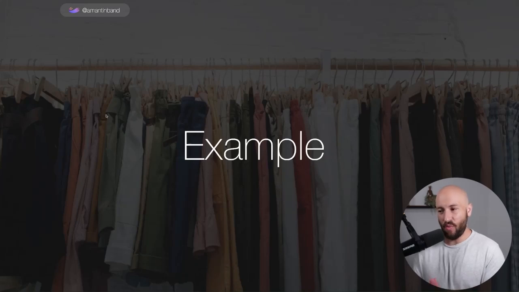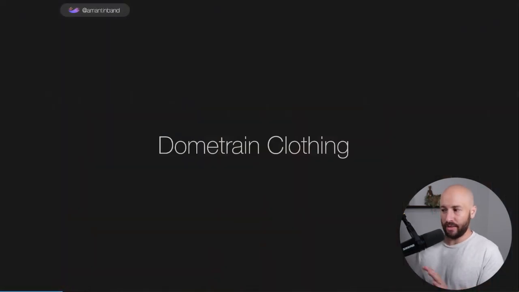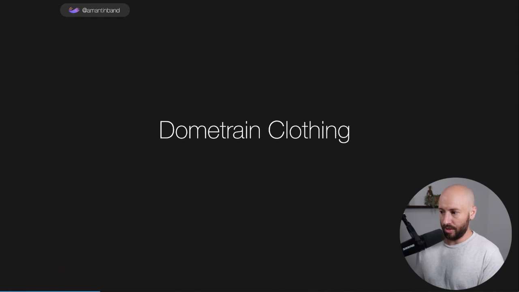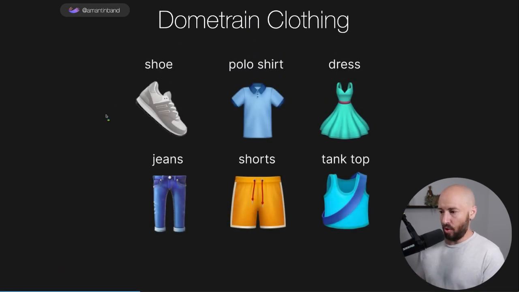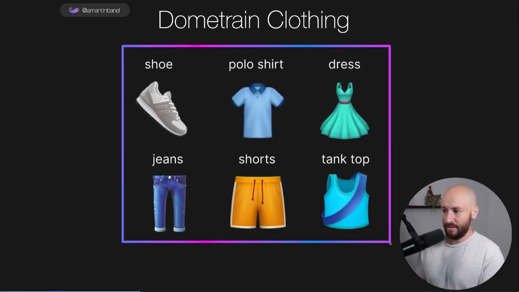So let's imagine that we're building an e-commerce website for clothing. This is a website, an online store where you can browse shoes, shirts, dresses, tank tops, jeans, etc., and you can find whatever you want and buy it. We're going to call our brand Dome Train Clothing. And in Dome Train Clothing, for starters, we have only the following six clothing items: shoes, polo shirts, dresses, jeans, shorts, and tank tops.